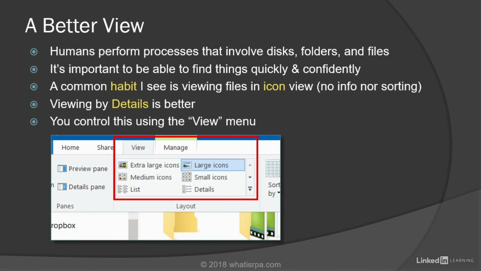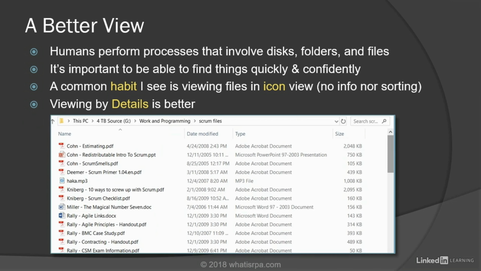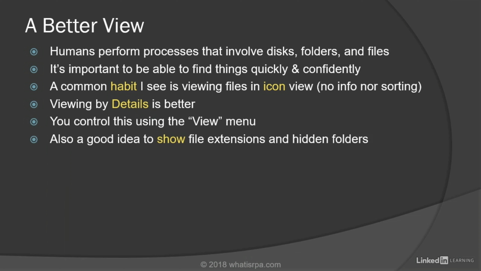If you weren't already aware, you can control which view you experience by using the View menu at the top of any folder window. Simply by clicking on that Details item there, you'd be able to switch over to that Details view I was just talking about. It's also a good idea to show file extensions and hidden folders. So let's go have a demo and see what all this looks like.